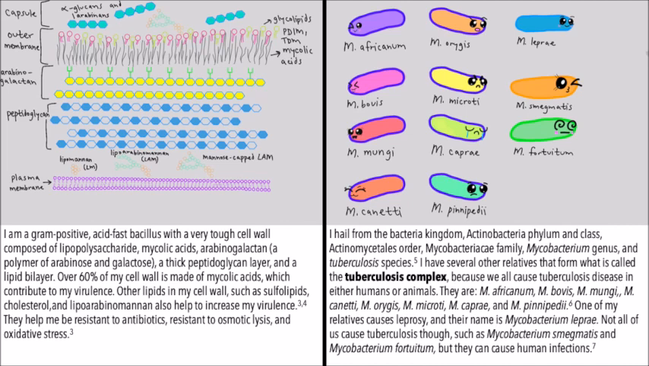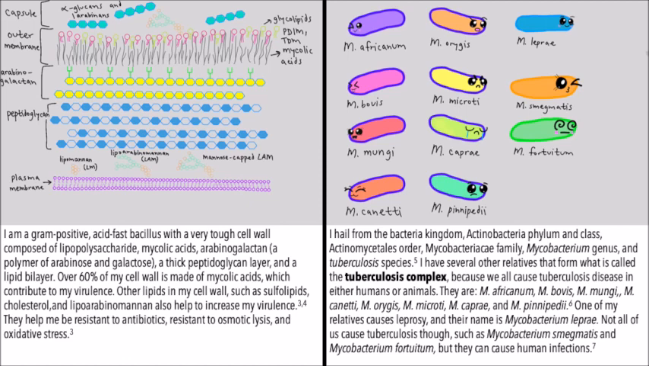Over 60% of my cell wall is made of mycolic acids, which contribute to my virulence. Other lipids in my cell wall, such as sulfolipids, cholesterol, and lipoarabinomannan, also help to increase my virulence. They help me be resistant to antibiotics, resistant to osmotic lysis, and oxidative stress. I hail from the bacteria kingdom, Actinobacteria phylum and class, Actinomycetales order, Mycobacteriaceae family, Mycobacterium genus, and tuberculosis species.